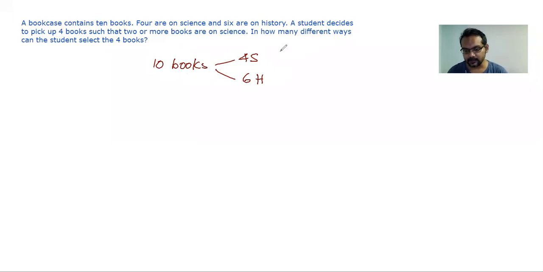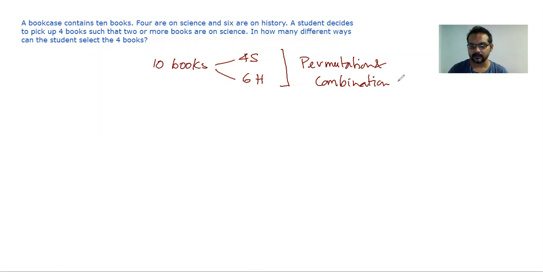Clearly it's a question on permutation and combination. Since in this case we are just being asked to select certain books, the order in which you select is obviously not something we are focused on. So the idea is of combination, not of permutation. We will not be required to arrange anything. We just need to select the books, and that's it.